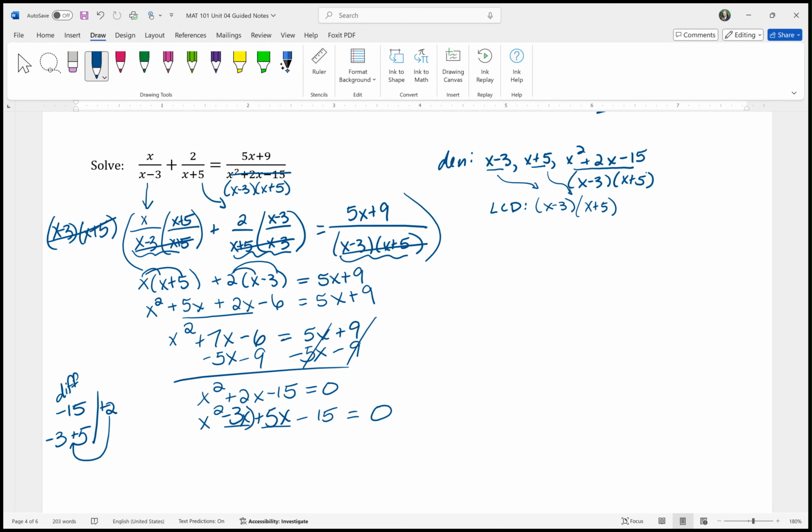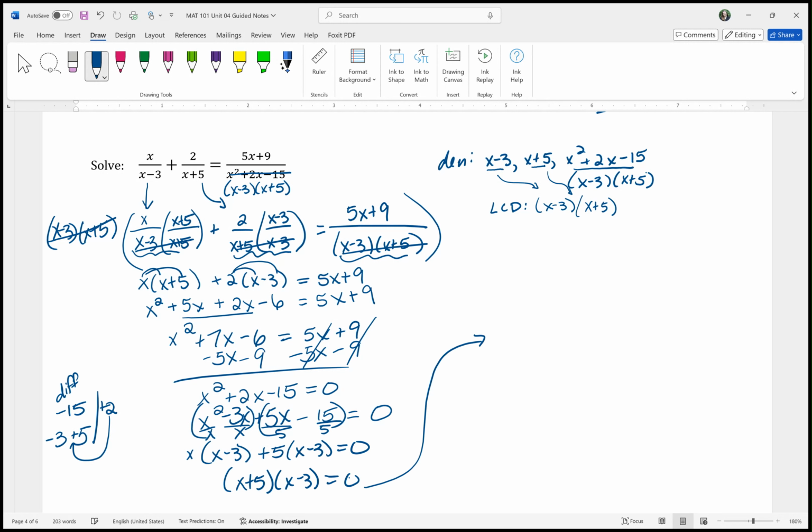Okay, so we're going to group. And in the first group, we have x coming out. That would be x minus 3, plus 5 coming out. And that's going to be also x minus 3 equals 0. So we have x plus 5 times x minus 3 equals 0. Let's bring it up here and solve those. So setting those equal to 0, x plus 5 equals 0, x minus 3 equals 0. Change the sign, you get negative 5. Change the sign by adding, and you get positive 3.